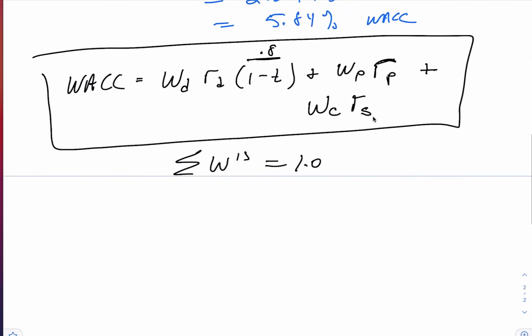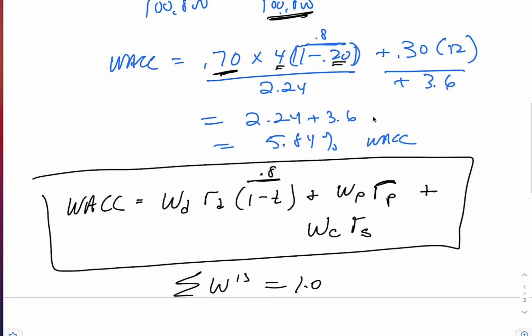And I would put them in decimal form when you do the math, like I did here, decimal form. And then I would put the percents, the actual costs, here as a percent, not in decimal form. And so the math works out literally. Plug this into your calculator and this is what you're going to get.